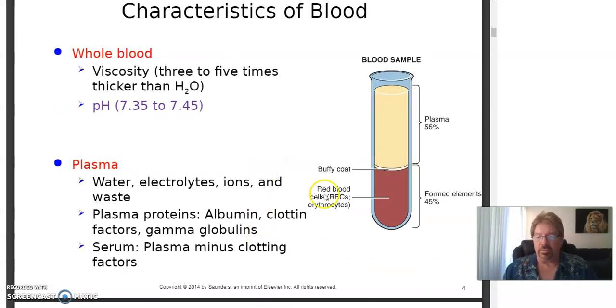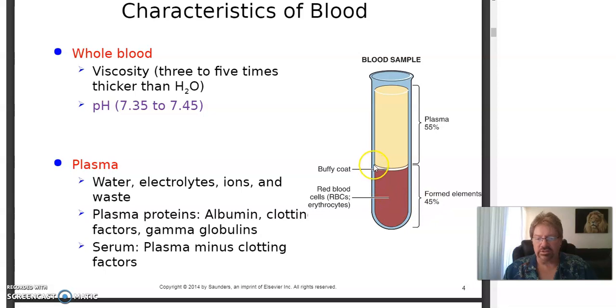Now, if you took a tube of human blood, guys, and you spun it down in the centrifuge, this is what it would look like. The liquid portion of blood is known as plasma. It makes up approximately 55%. The solid portion is called formed elements. Here's the word. This is very important to know. They make up approximately 45%.